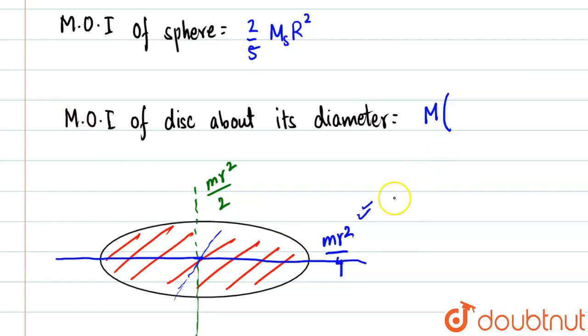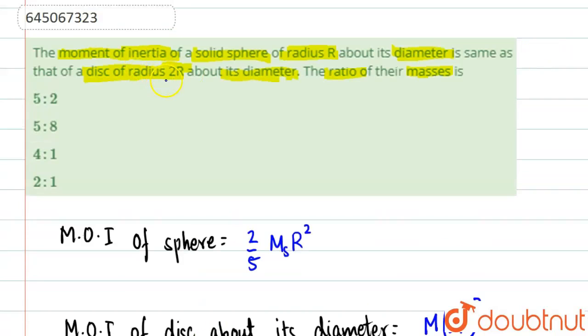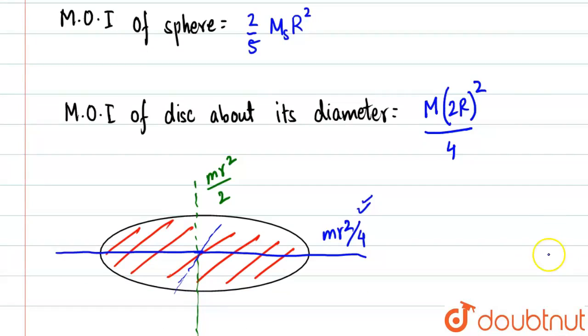Over here, m into r, where r is given by 2r, squared, divided by 4. Why is r taken as 2r? Because over here the radius of the disk is given as 2r. So this will come out to be m into r square. We will take this as equation 1 and this as equation 2.